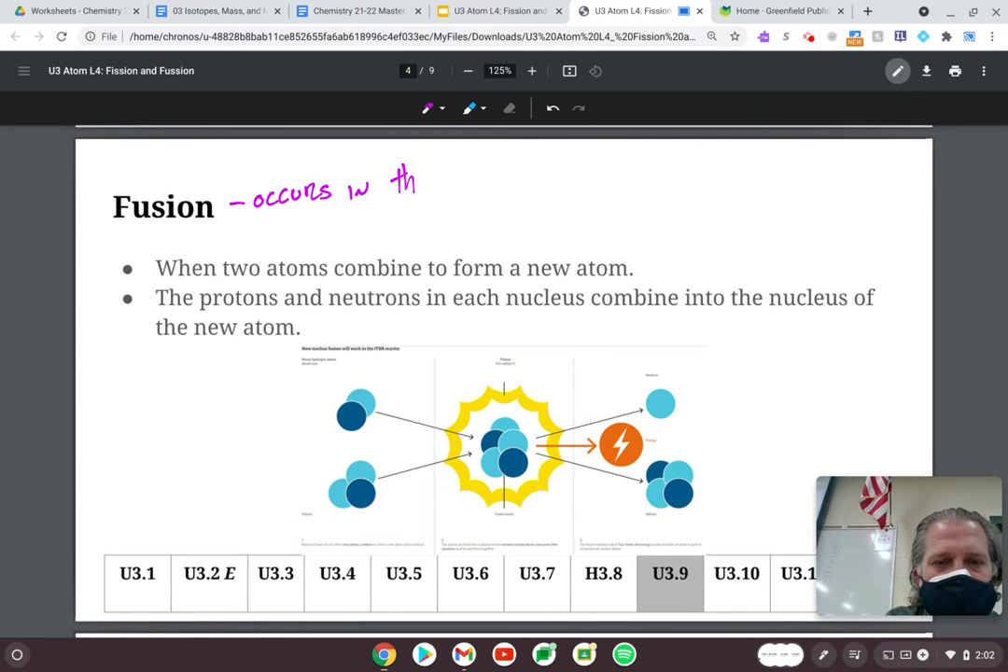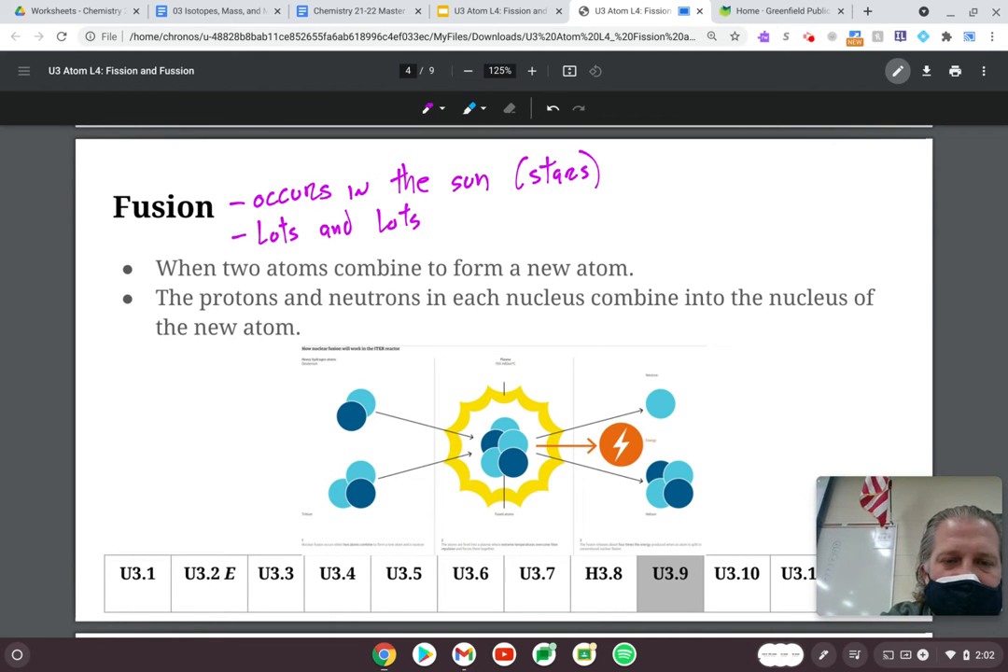So the places that we are aware that fusion occurs is fusion can occur in the sun, I guess more specifically in stars. And it produces lots and lots of energy.